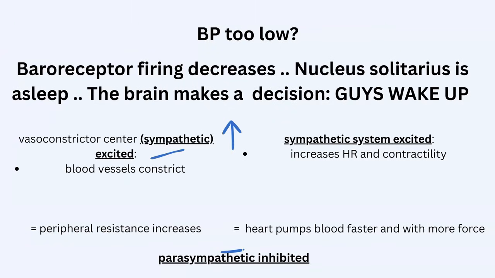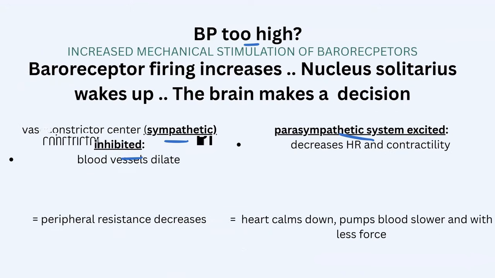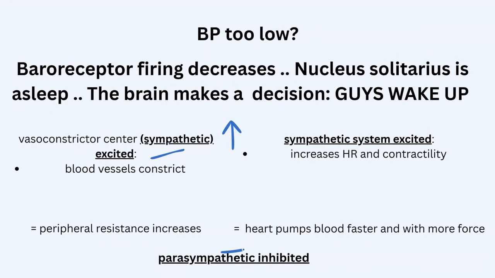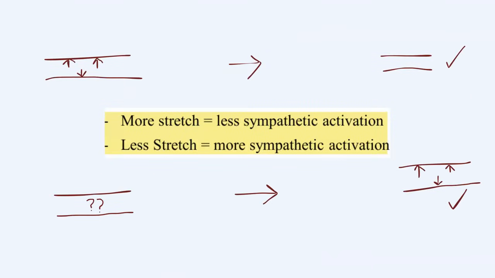This is a very important concept, okay? So again, if BP is too high, sympathetics are inhibited. And if BP is too high, the parasympathetic system is excited. If BP is too low, the sympathetic system is excited. And if BP is too low, the parasympathetic system is inhibited. Both sides, okay, so for both heart and for vessels.